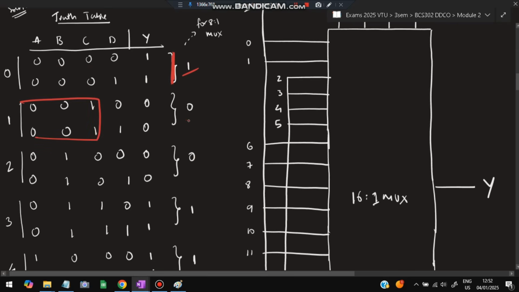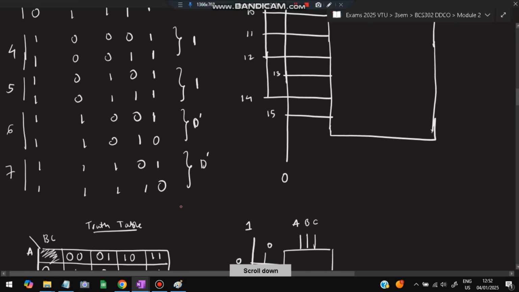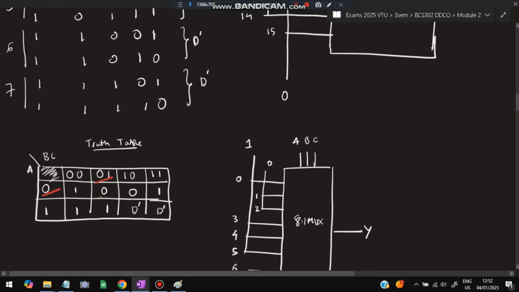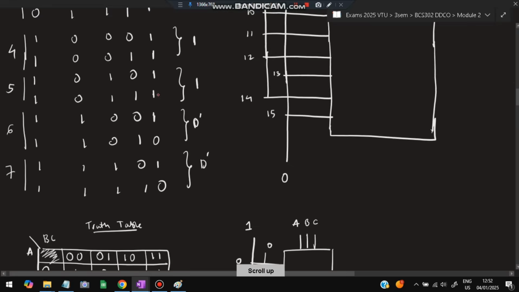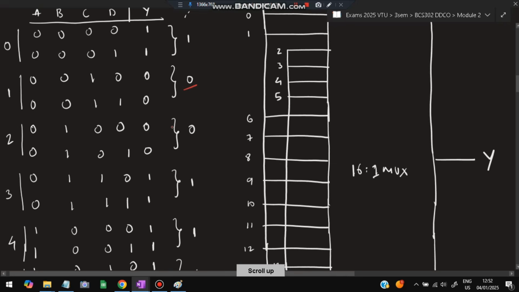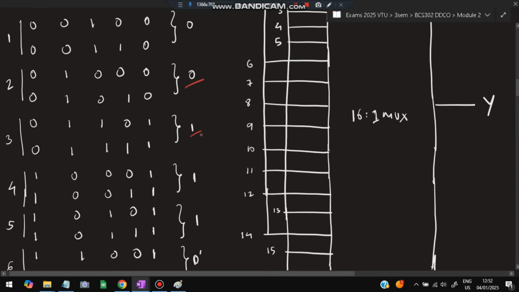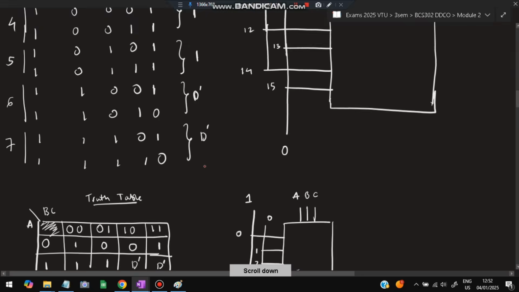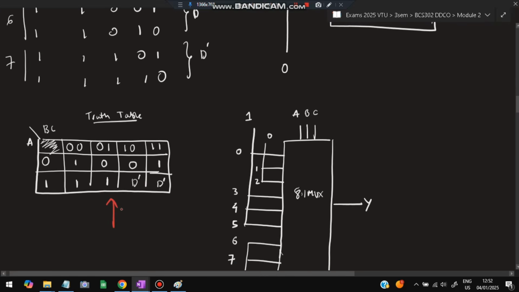When it is 0 1 1, my answer is 0, like that. When it is 0 0 1, my answer will be 0. Is it 0? Yes, it is 0. So like that, 2 will be 0, 3 will be 1, 4 will be 1, like that. We'll be filling it in that way, and all these values will be stored here.